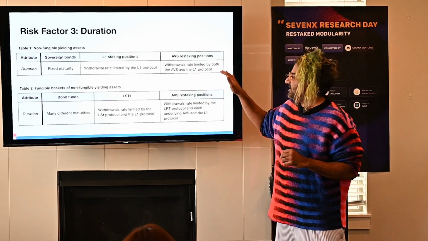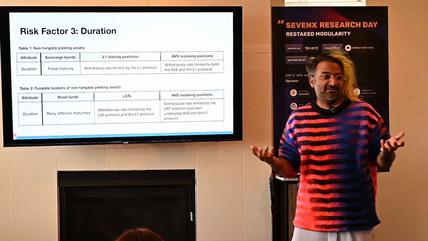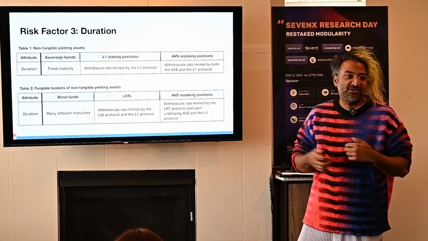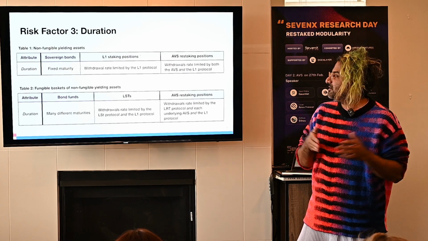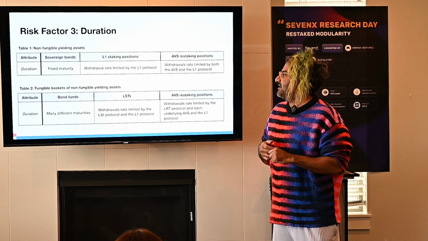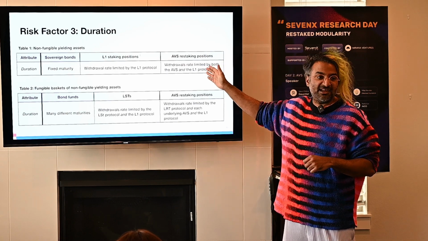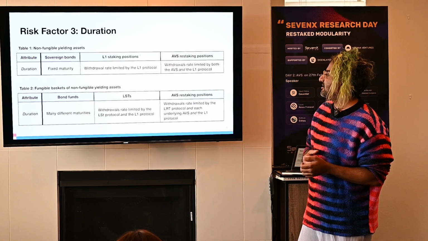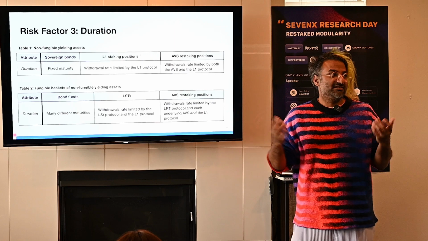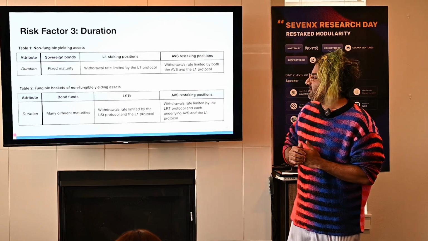But in L1 and AVS positions, the withdrawal rates are limited by the protocol. So if you think about Ethereum, there's the withdrawal queue. There's only a certain amount of withdrawals that can be processed per epoch. And in the AVS case, you actually have withdrawals that could be limited by the AVS plus the L1. So the AVS may, before it hits the eigenpod contract, have extra logic that slows withdrawals, like a double queue system. So that's a risk that these are taking.